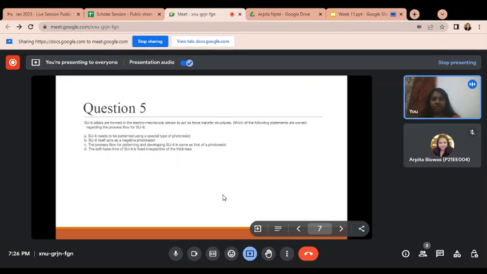And option C is the process flow for patterning and developing the SU-8 is the same as that of the photoresist. And the last option is the soft bake time of SU-8 is fixed irrespective of the thickness. So carefully go through the question and then try to solve the answer. So what is the question now?